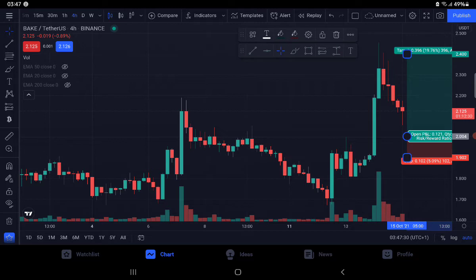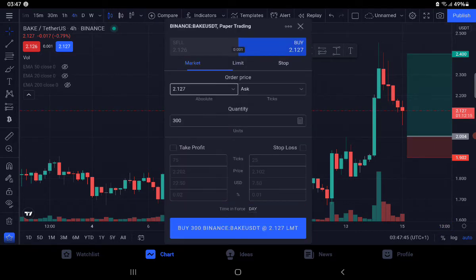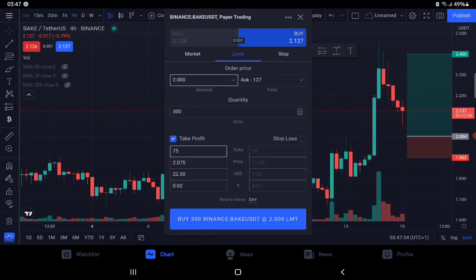Now you can see the risk to reward ratio is about 20% profit and 5% stop loss. That should be 4:1, which is quite a good one, right? So this is it. We can now go back to our trade. We say we want to buy limit when BIG gets to $2. Then now we want to still take profit and stop loss at the same time.